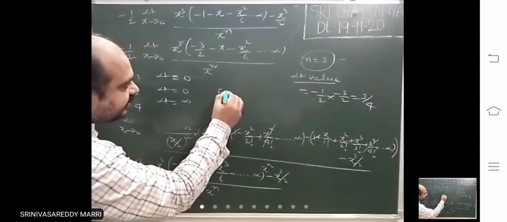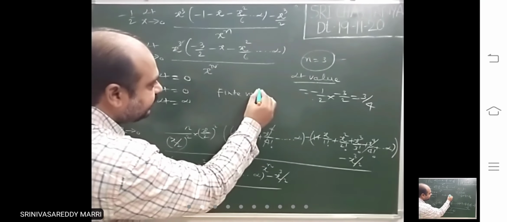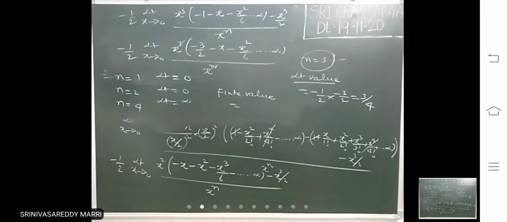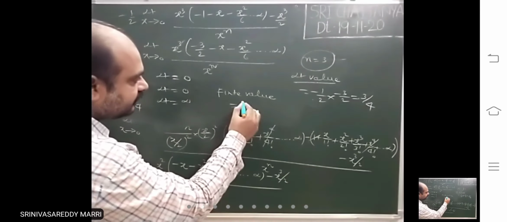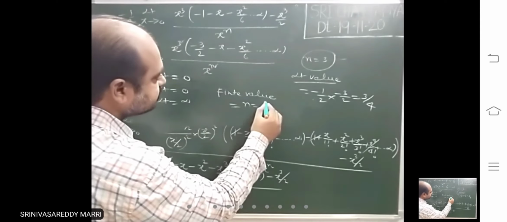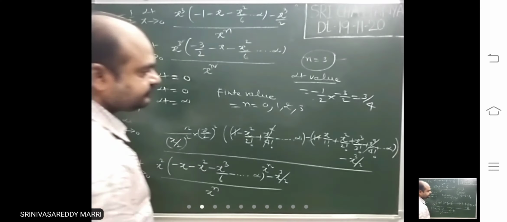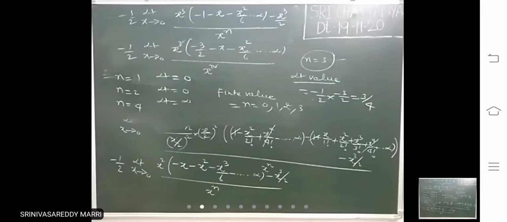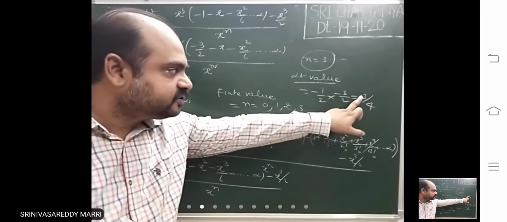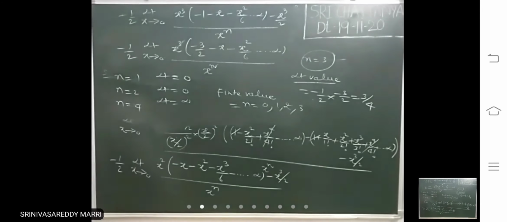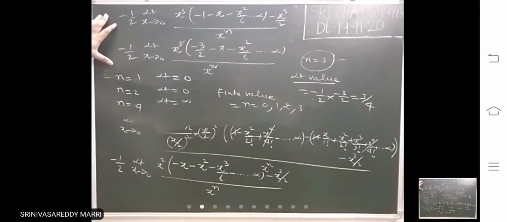Suppose a finite value is given, not a non-zero value. Then what do you have to write? n equal to 0, 1, 2, 3. For the first two, the limit will become 0. For this, the limit will become 3 by 4. Finite value means it can be 0 also. Finite non-zero value means you have to get a non-zero limit. Generally in the exam, they will ask for a finite non-zero value.